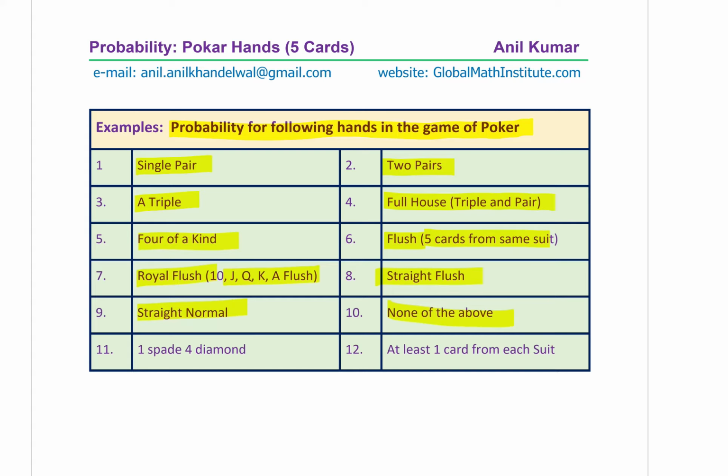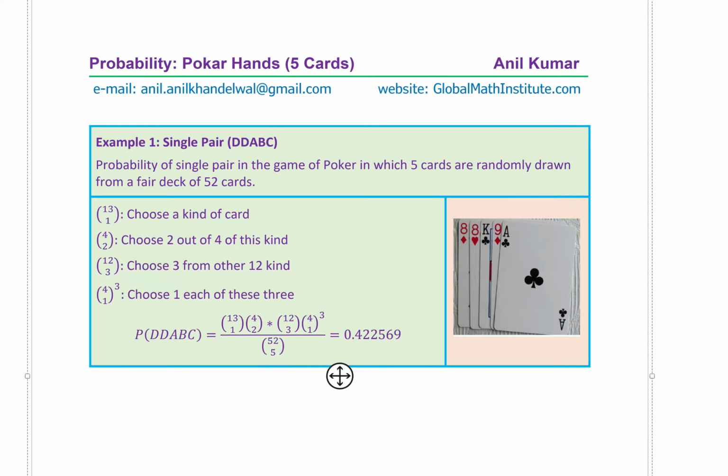And then we'll talk about none of the above. That is very tricky. Getting a normal hand, which is 50% probable, means you don't get any of those options normally in the game. So, that is the none of the above case. We'll also look into specific cases of finding the probability of getting one spade card and four diamonds cards, or we'll take up a case where we'll look into at least one card from each suit, right? So these are the 12 questions which we are going to discuss. Let's begin with the very first one, which is to find the probability of a single pair in the game of poker in which cards are randomly drawn from a fair deck of 52 cards.